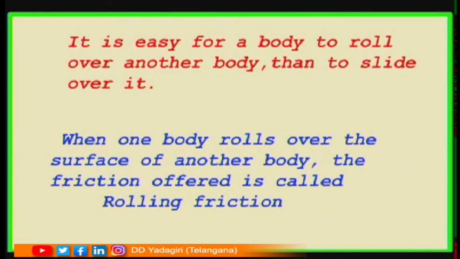When one body rolls over the surface of another body, the friction offered is called rolling friction. Children, once again let us look at what is rolling friction. When one body rolls over the surface of another body, the friction offered is called rolling friction.